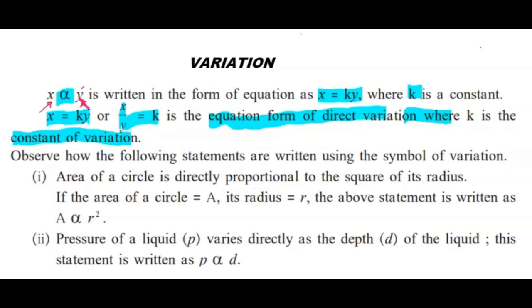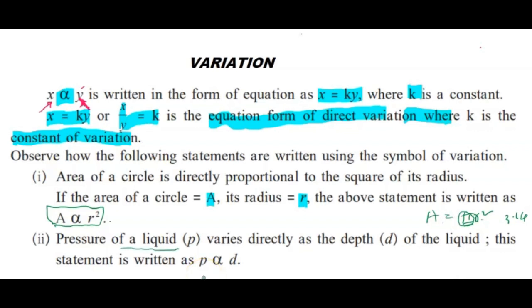Now for examples. One: the area of a circle and r. We know the formula A is equal to pi r square. Pi is a constant, 3.14 or 22 upon 7. So we consider that as constant. Area is directly proportional to the square of the radius.